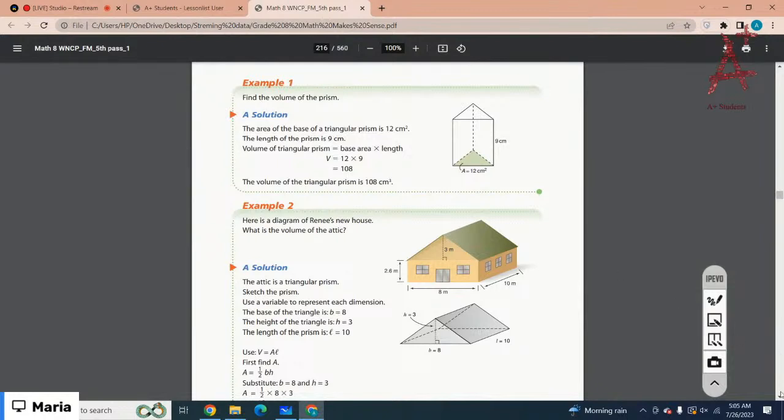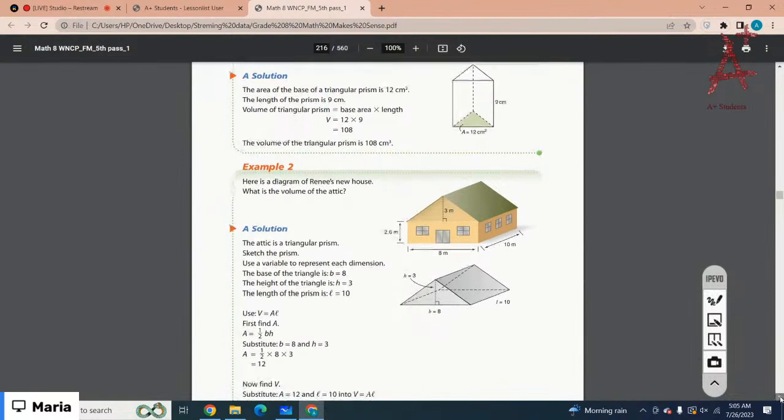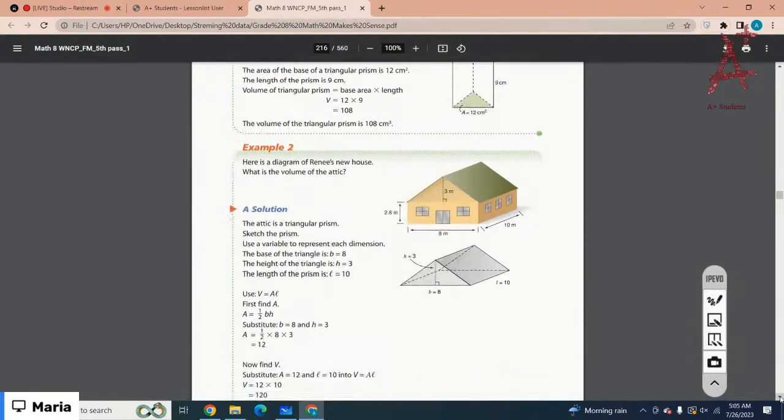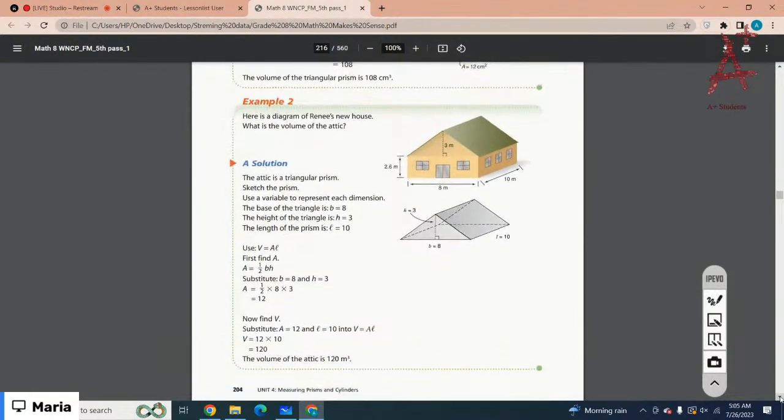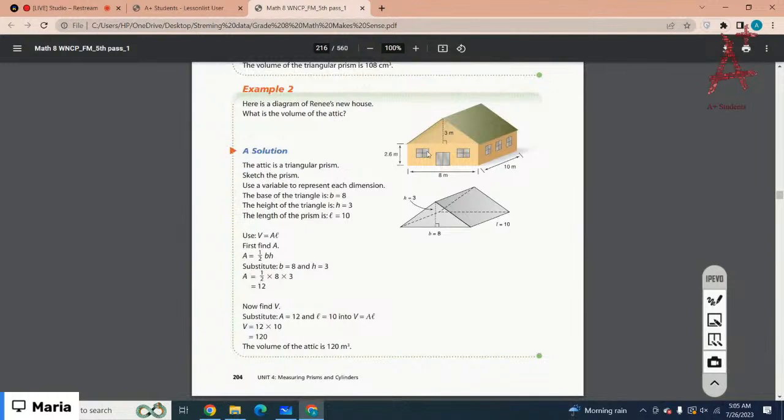Got it? Okay, the next one is, here is the diagram of Rene's new house. What is the volume of the attic? You have to calculate the volume. So you are given this triangle. The height of the triangle is 8. This is 10. Base is 10, sorry. Base is 8. Height you are given is 3.